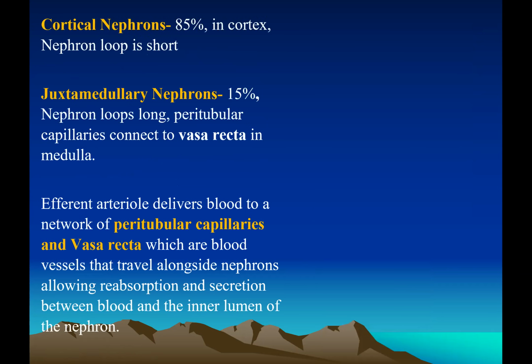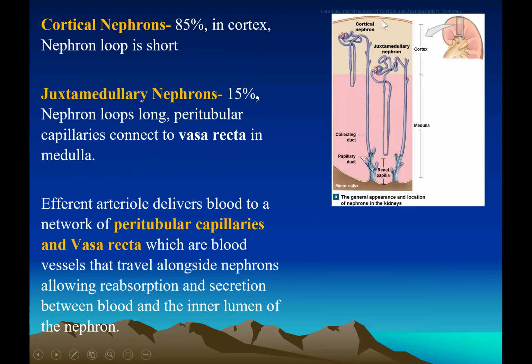So there are two types of nephrons. The nephrons which are found in the cortex are called cortical nephrons. The loop of Henle is short. 85% of the nephrons that we have are cortical nephrons. There is another nephron called juxtamedullary nephron, which is 15% of all your nephrons. This has a huge loop of Henle and it is found in the renal medulla.